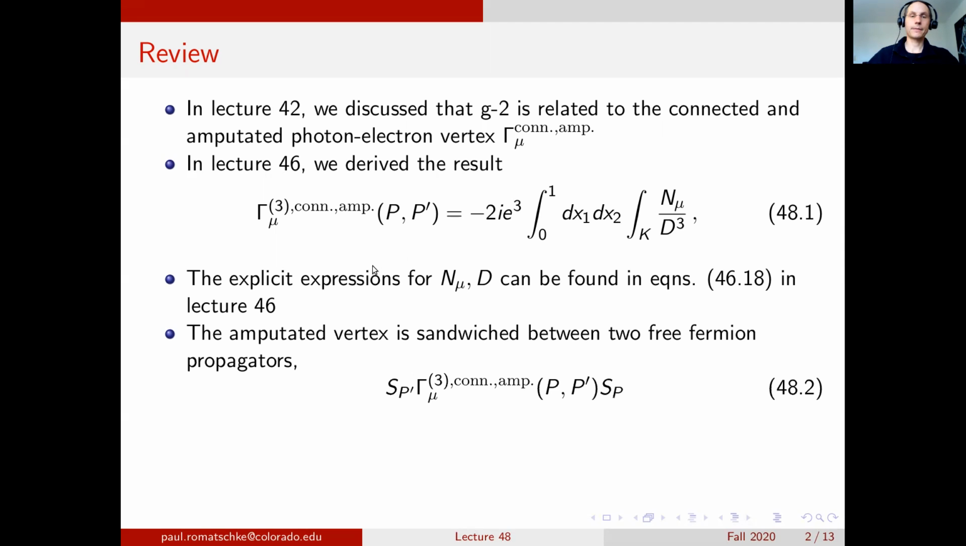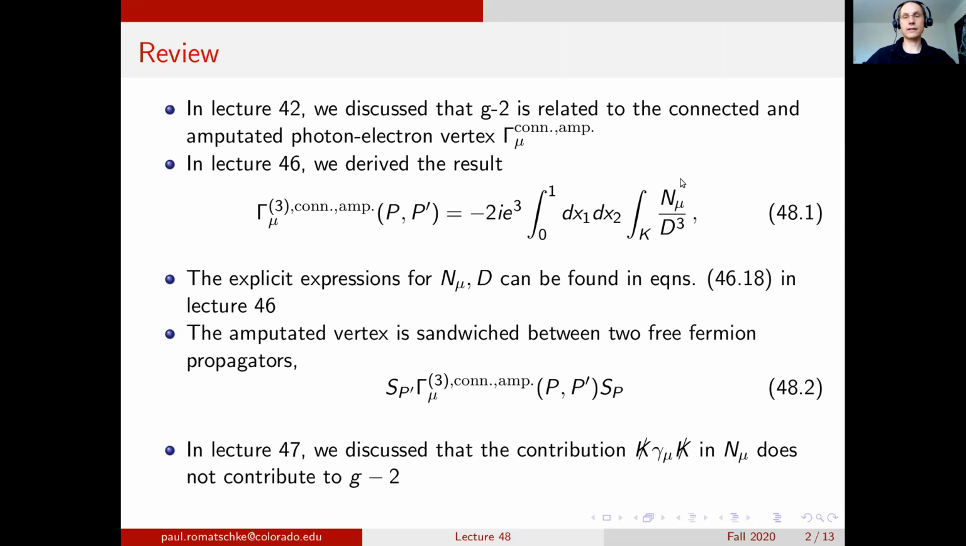Note that this connected and amputated vertex is part of the full vertex, and the full vertex contains the external propagators. So it means that this connected amputated vertex, in all practical cases, is sandwiched between two free fermion propagators: S(p), the fermion propagator of momentum p, to the right, and a fermion propagator with momentum p prime to the left.